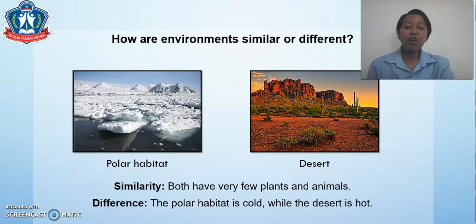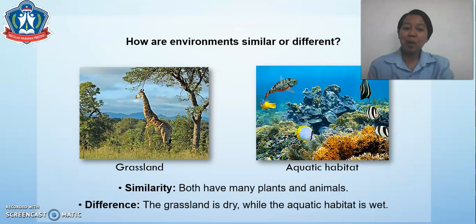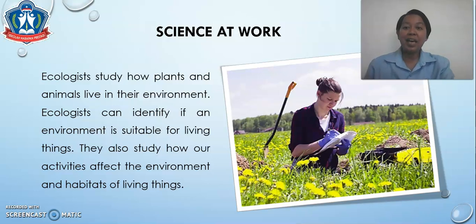Similarity, both have very few plants and animals, while the difference, the polar habitat is cold while the desert is hot. What about in a grassland and aquatic habitat? Similarity, both have many plants and animals. The difference, the grassland is dry while the aquatic habitat is wet. For science at work, ecologists study how plants and animals live in their environment. Ecologists can identify if an environment is suitable for living things. They also study how our activities affect the environment and habitats of living things.